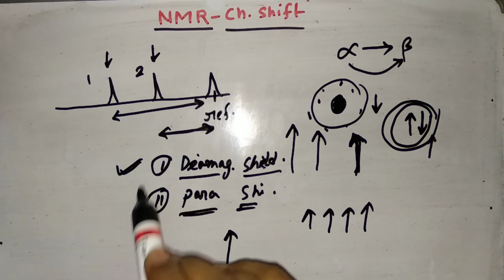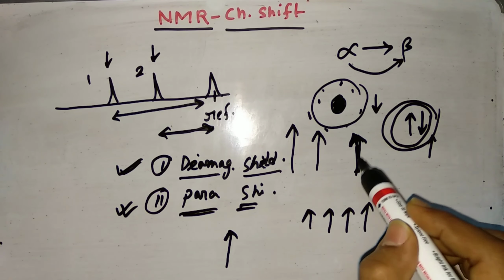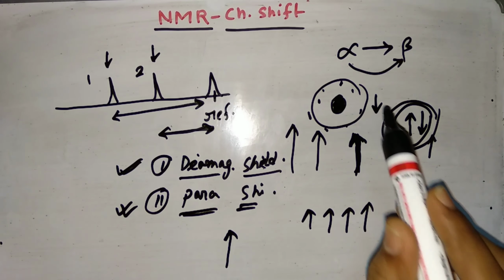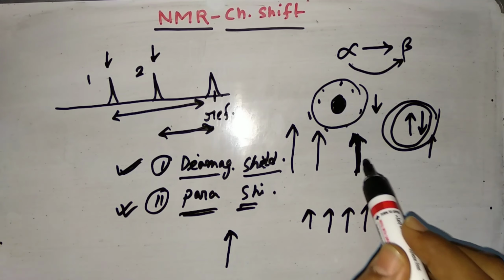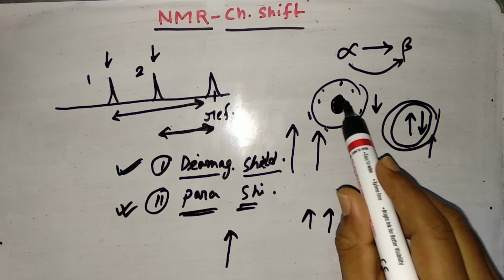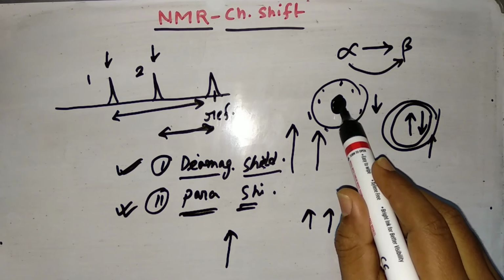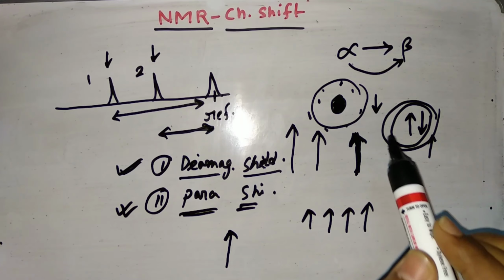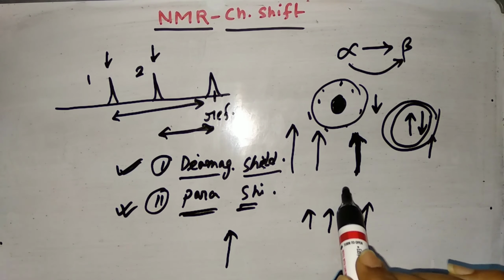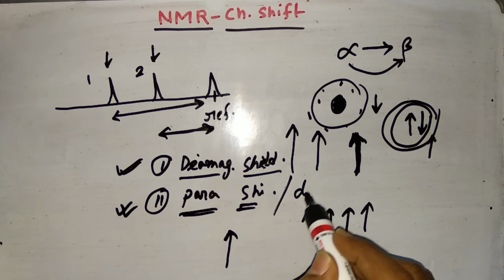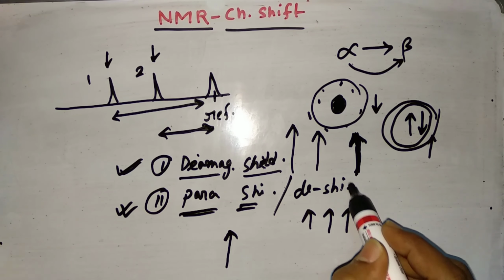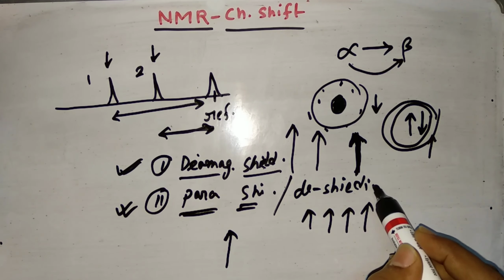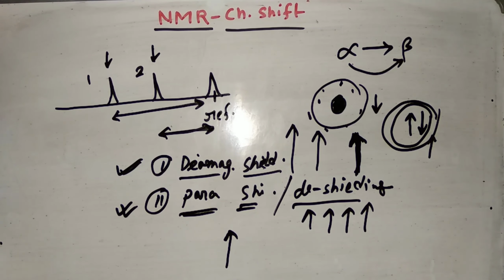So I have already discussed the first case and the second case. In the second case, what may happen is that the electrons may align with the externally applied magnetic field, and if that occurs, then, as the electrons are not opposing, the nucleus can be converted from the alpha to the beta spin state easily. This is called paramagnetic shielding, or you may say de-shielding, because there is no shielding here, and here it is called diamagnetic shielding. So de-shielding and paramagnetic shielding are the same.